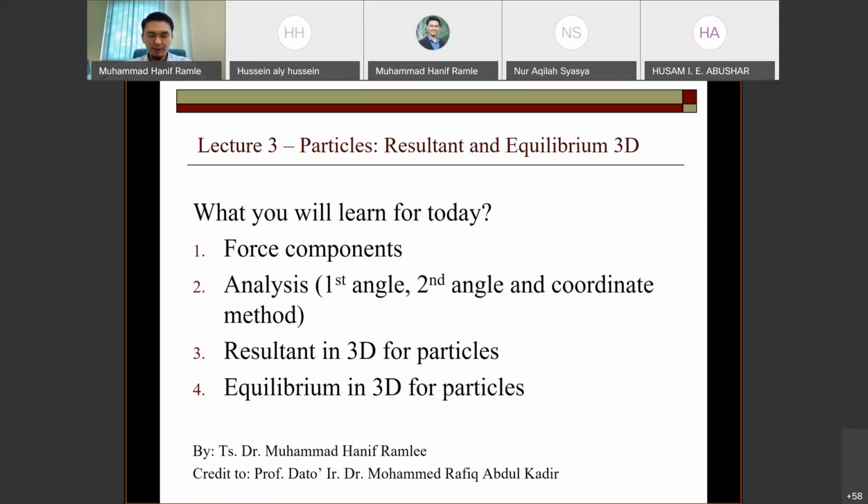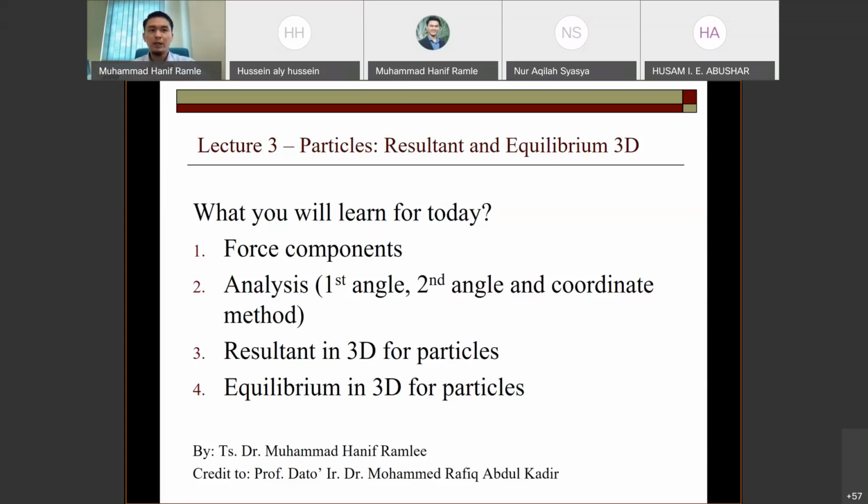So lecture 3 is about particle gain, but in 3D, three-dimensional: resultant and equilibrium in 3D. You will learn about resultant and also equilibrium systems for 3D particles. Previously you learned about 2D only, resultant and equilibrium, and right now we have 3D, which is 3 axes involved.